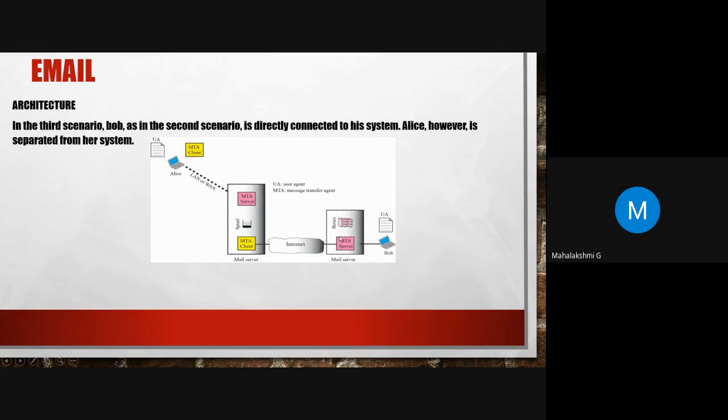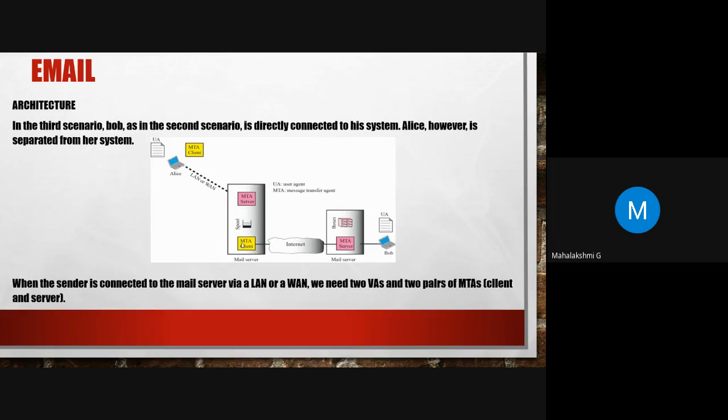But when you see this example, here we have two user agents and two pairs of MTAs. One MTA is for the sender and his server. The other MTA is used for the mail server and Bob's system.